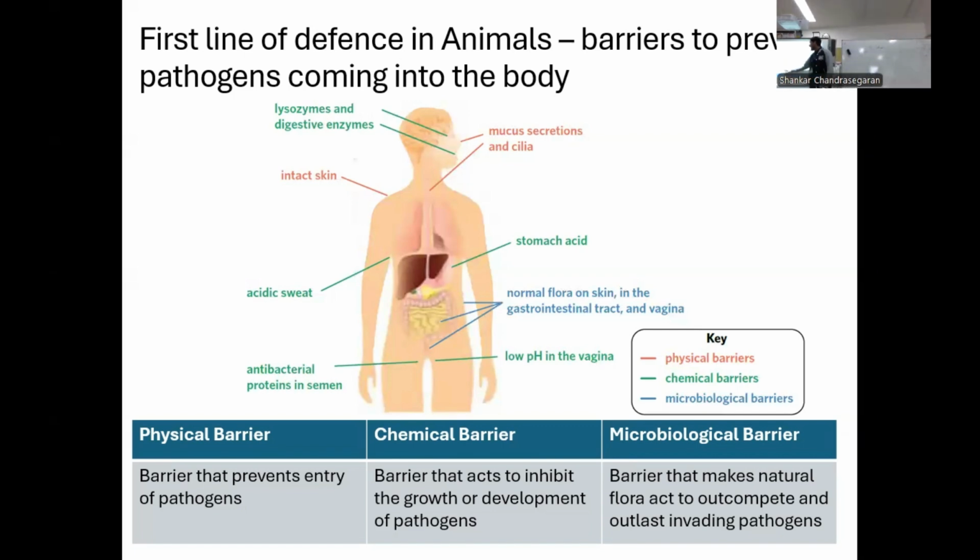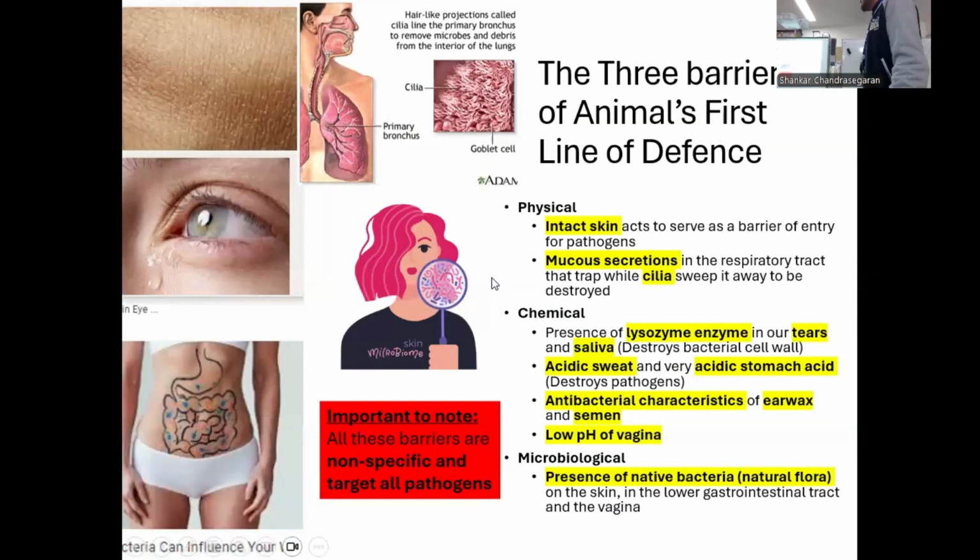Your skin and any place bacteria can live without causing harm is already taken up by bacteria. They're already living there. So any pathogen that wants to jump onto your body and live on your body will have a hard time to outcompete or outlast these native flora. So we call these your natural flora. The reason we call it natural flora is that they are basically the native bacteria on your body.